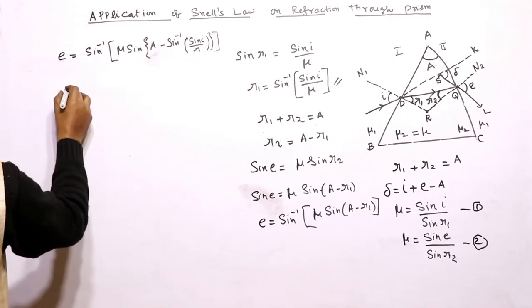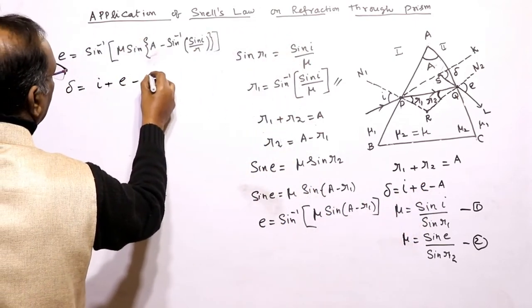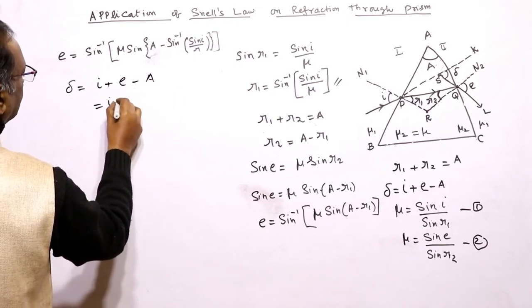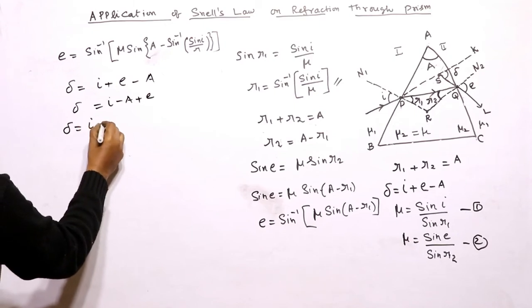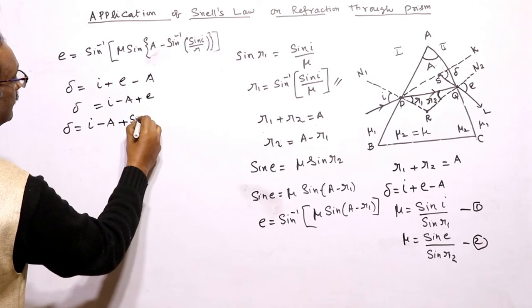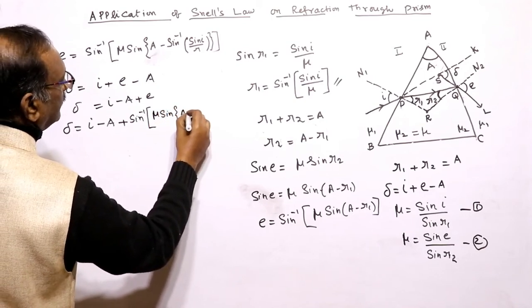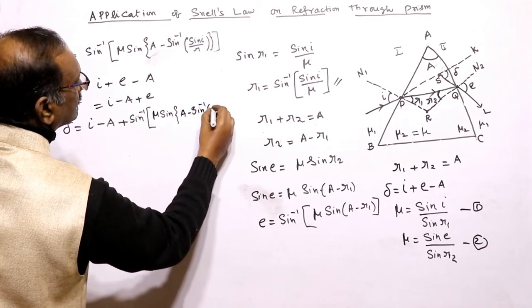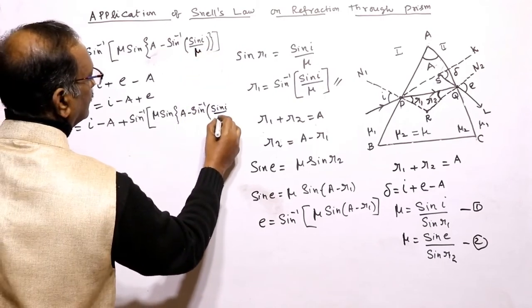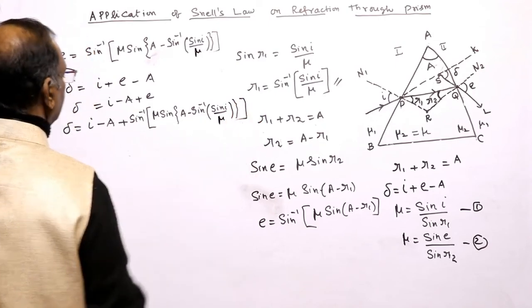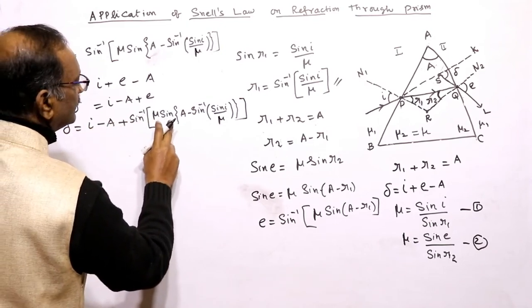And angle of deviation is given by angle of incidence plus angle of emergence minus angle of the prism, or we can write it as I minus A plus E. So angle of deviation is equal to I minus A plus E, which is I minus A plus sine inverse of mu into sine of A minus sine inverse of sine I by mu, bracket closes.